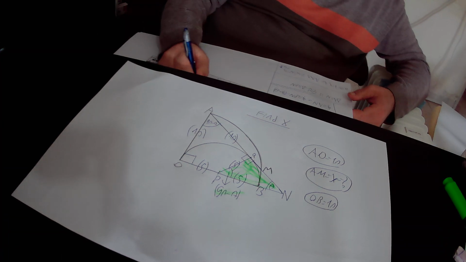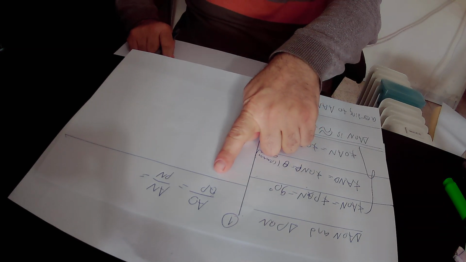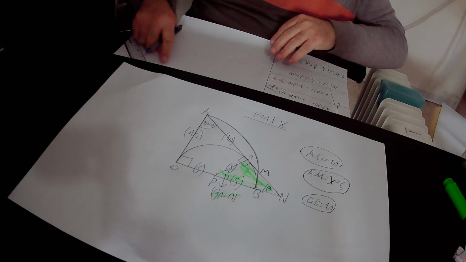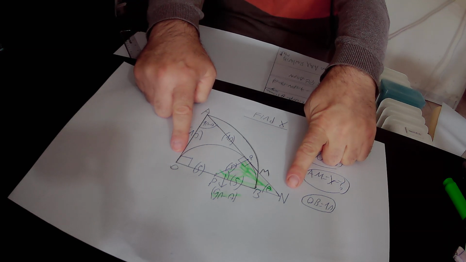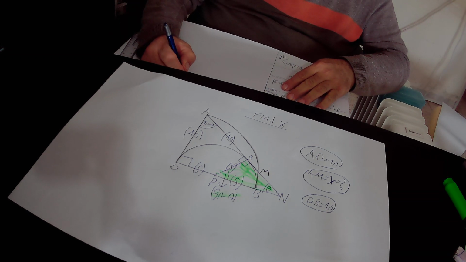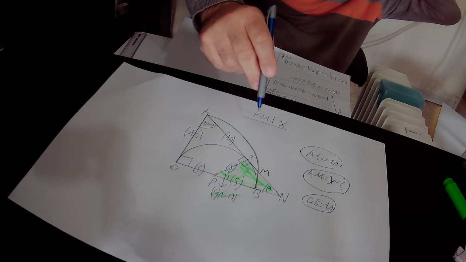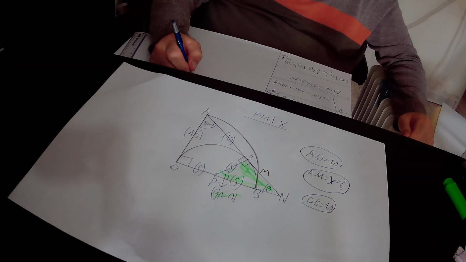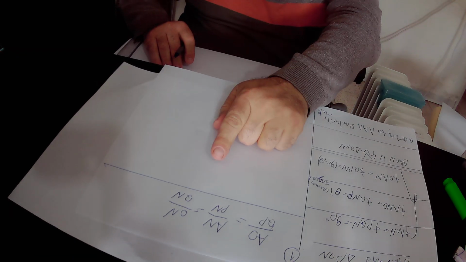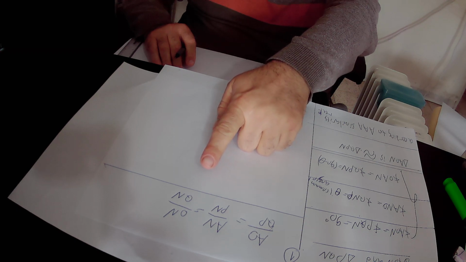Repeat again, we will derive that AO over QP equals AN over PN, and it also equals side ON in the big right triangle AON over side QN in the green triangle. Repeat again, we conclude that AN over PN equals ON over QN.